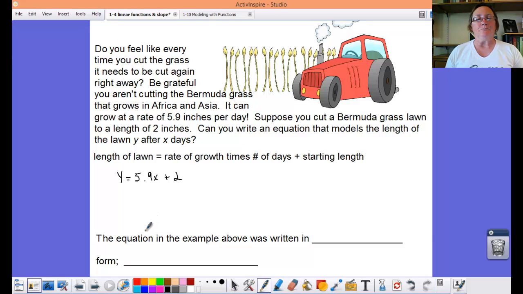Here's my equation. And I'm sure yours looks very much like it. The length of the lawn is the y value. X is the number of days. The rate of growth was 5.9, so y will equal 5.9x plus the starting length of 2. All right, that equation, folks, was written in what's called slope-intercept form.